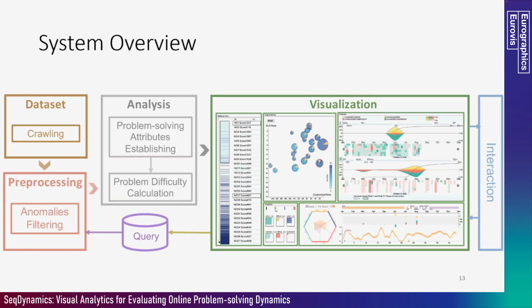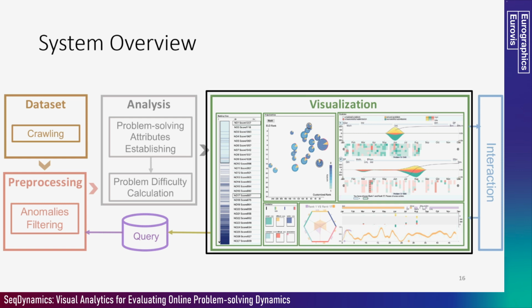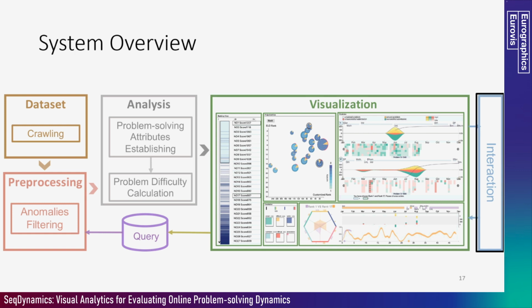This is a system overview. It contains 4 modules. The data connection module first crawls raw data. The analysis module calculates problem-solving attributes from both cognitive and non-cognitive perspectives. The visualization module utilizes multiple coordinated views to support interpretation and comparison. The interaction module provides responsive feedback to facilitate exploration.